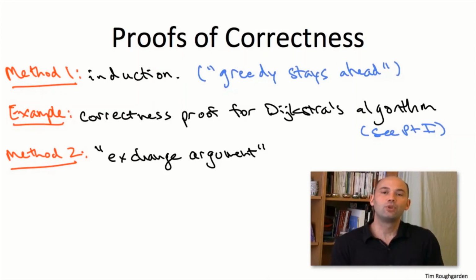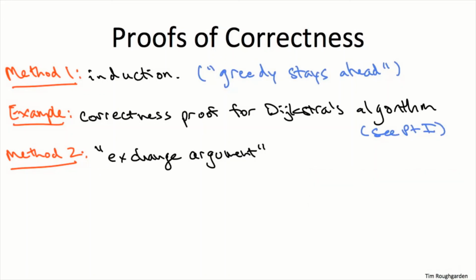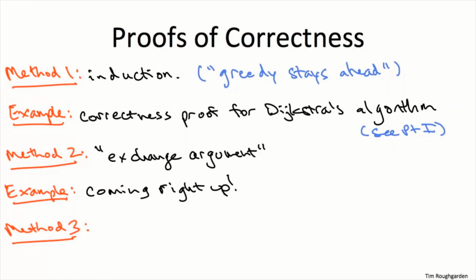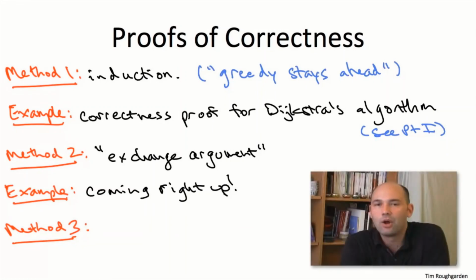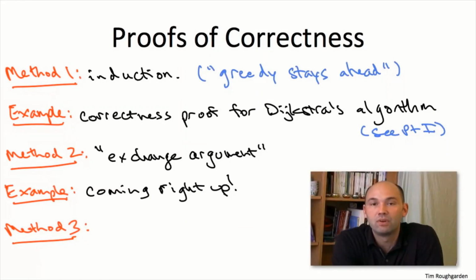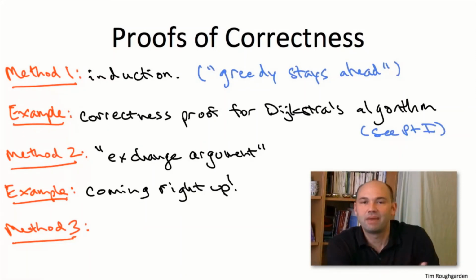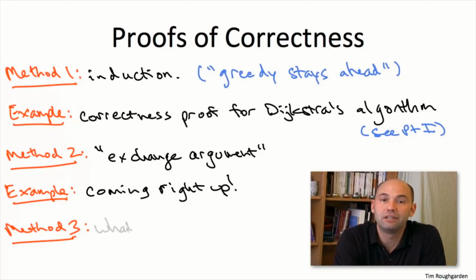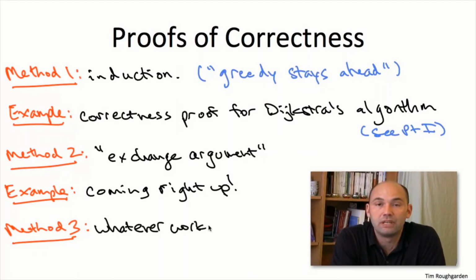A different flavor would be to gradually exchange an optimal solution into the one output by a greedy algorithm without making the solution any worse. That would show that the output of the greedy algorithm is in fact optimal. And then formally that's done by an induction on the number of exchanges required to transform an optimal solution into yours. And finally, I've already said it once, but let me say it again. There's not a whole lot of formula behind proving greedy algorithms correct. You often have to be quite creative. You might have to stitch together aspects of method one and method two. You might have to do something completely different. Really, any rigorous proof is fair game.